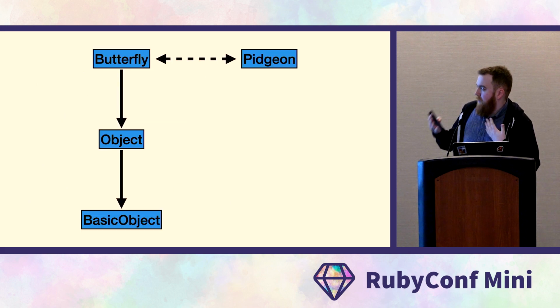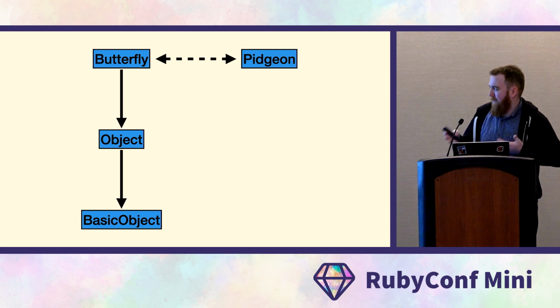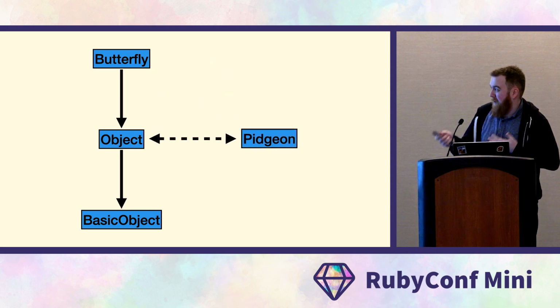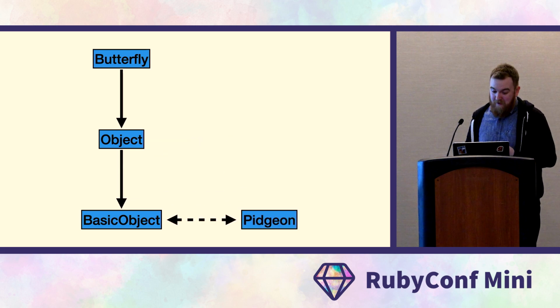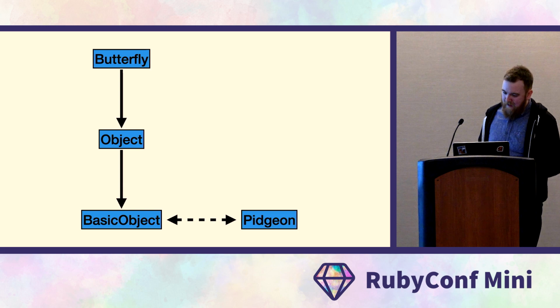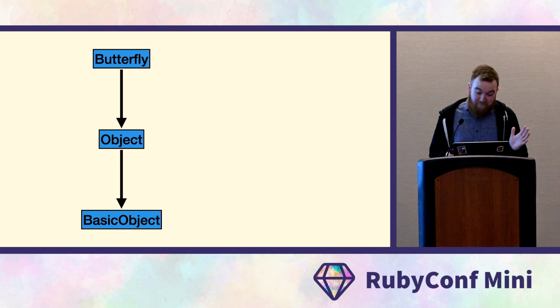So it's going over a linked list structure, which would look something like this. First we check if a butterfly is a pigeon, then we check if an object's a pigeon, and then we check if a basic object's a pigeon, none of which are. But that's not totally true.